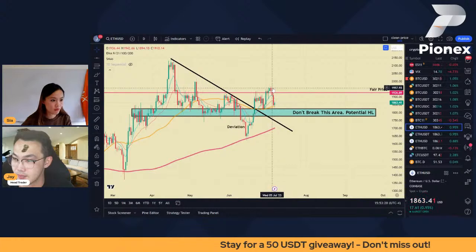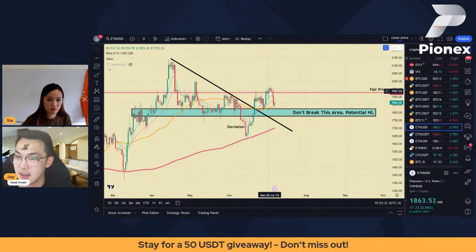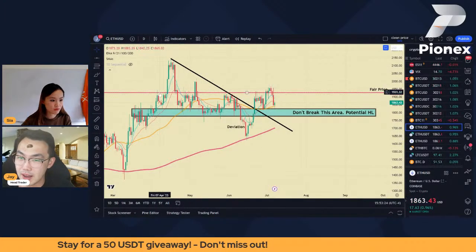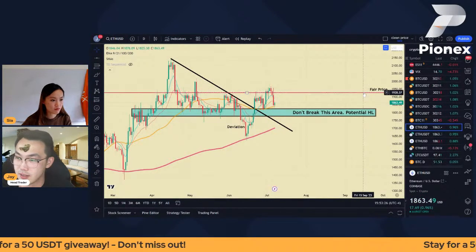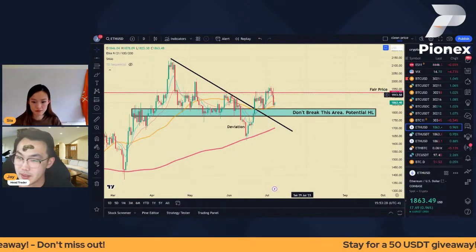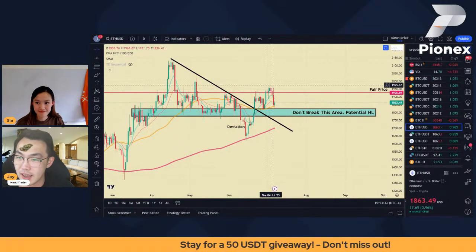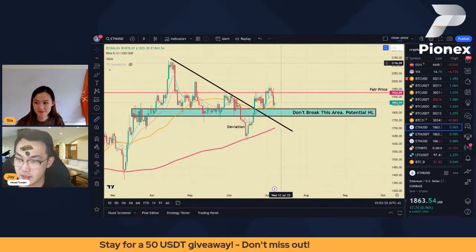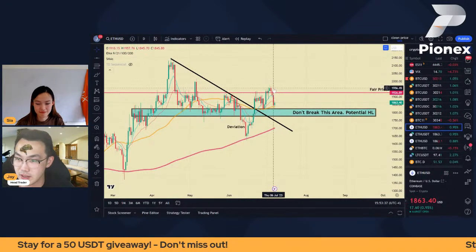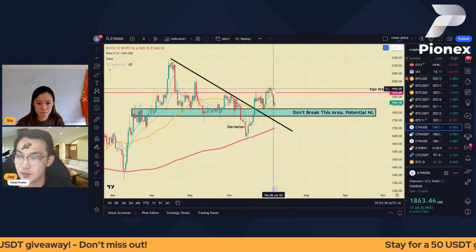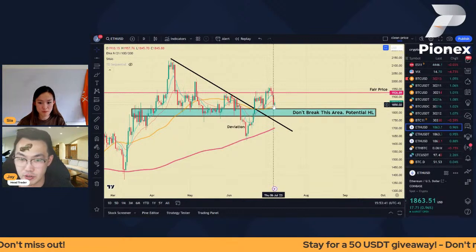God damn. Yeah, I honestly, we had this very strong resistance on Ethereum, 1,920. And after we broke over it, I thought we were gonna make a higher high and then just continue up. This is my scenario, the scenario that I was hoping for, but obviously that didn't happen. We retraced back to 50.